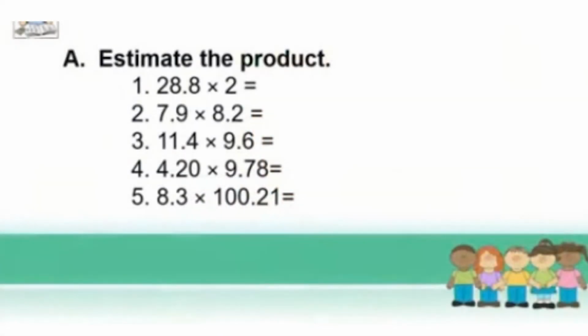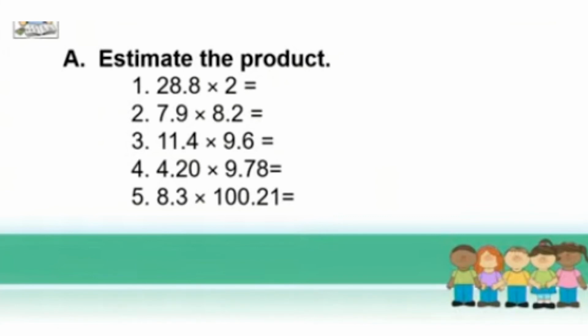Good job! Now, it is time to do the activities. Turn your instructional support materials in Math 5 on page 17 or the activity under Quarter 2, Week 5. I will guide you in answering your activities. Under Try This, letter A, estimate the product. There are 5 items to be solved. Don't forget to recheck your answers.